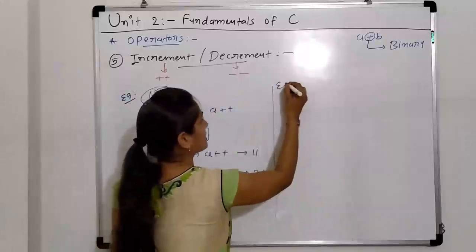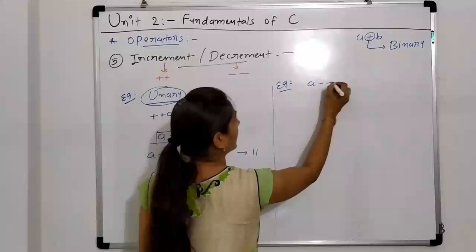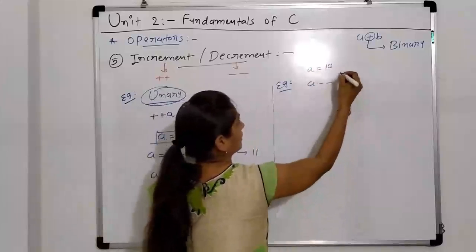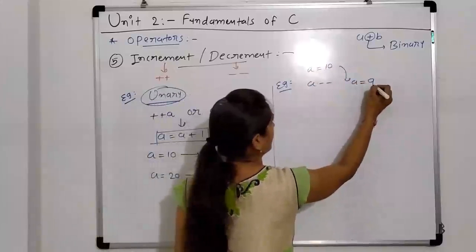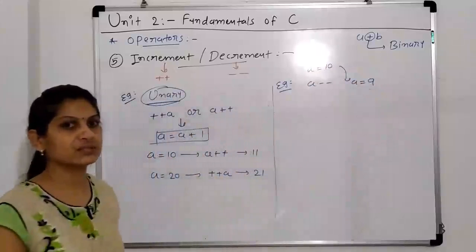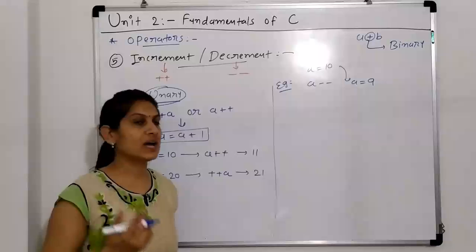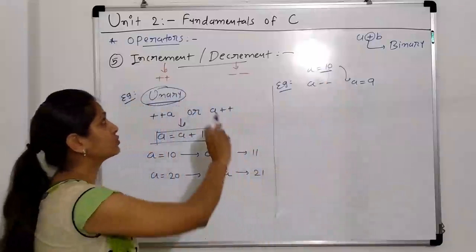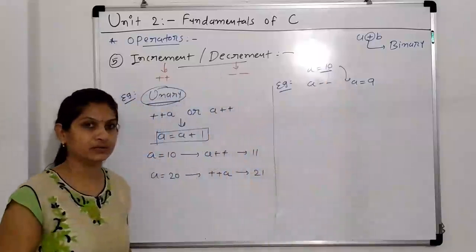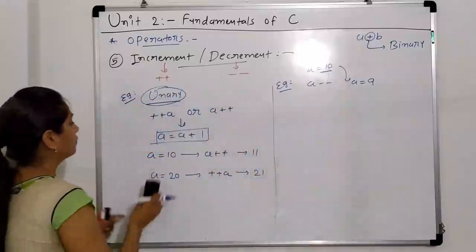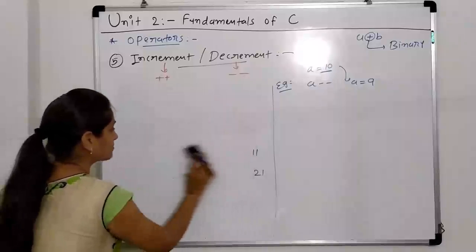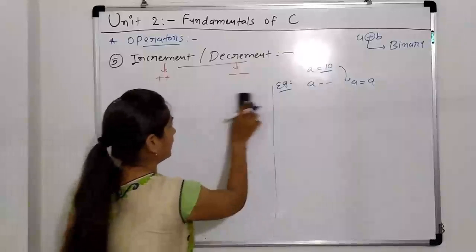How? For example, we are writing a minus minus and the original a equals 10. Then a becomes 9. Subtract 1 from the original value. That is the use of decrement operators. Clear? Now what is the change in a plus plus and plus plus a?